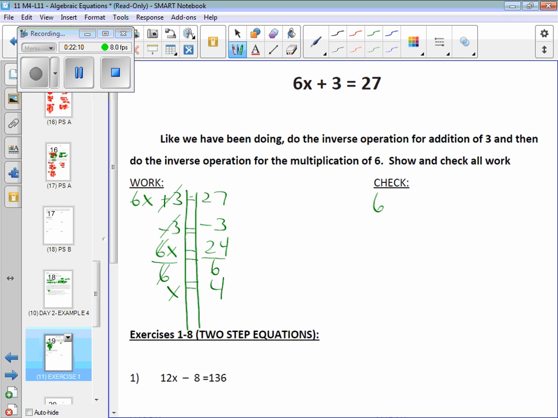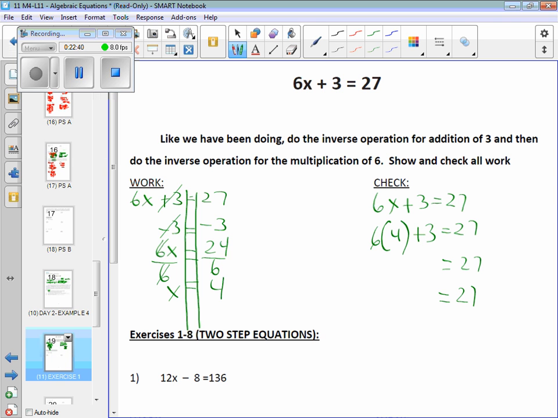Let's just show what we just spoke about. 6x plus 3 equals 27. What am I substituting in for x? 4. There it is. Don't forget, I still have to add my 3. Now listen, when you check it, you use PEMDAS in the correct order. So, I know this is going to stay 27. I'm just going to carry this down if that helps you.